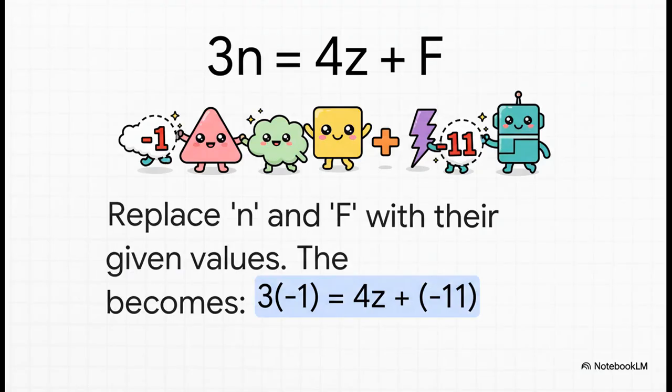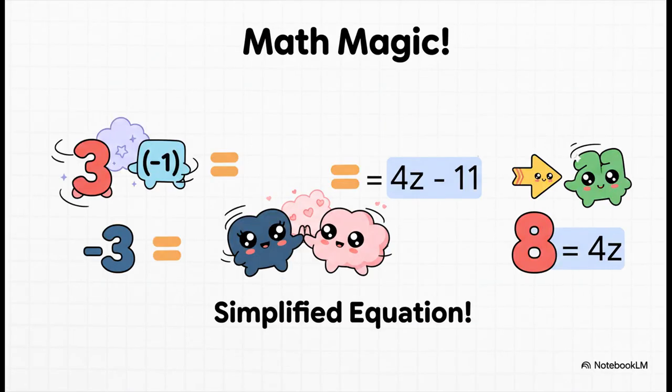Okay, your first move in a problem like this is always to substitute. Just plug in the numbers you know. So we swap out n for -1, and we swap out f for -11. See? The equation already looks a lot less scary. Okay, now it's time to clean this up and use our golden PINDA rule. 3 times -1, that's -3. Now we want z by itself, so we got to move that -11. It crosses the equal sign and becomes a plus 11. So -3 plus 11, that gives us 8. We're left with 8 equals 4z.